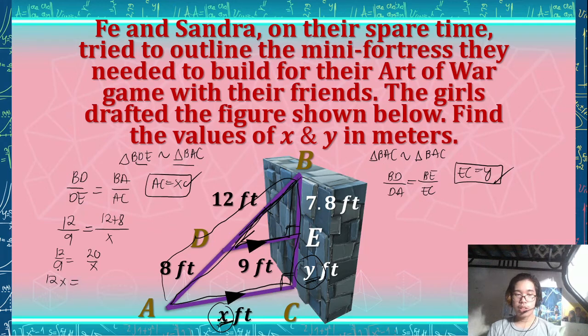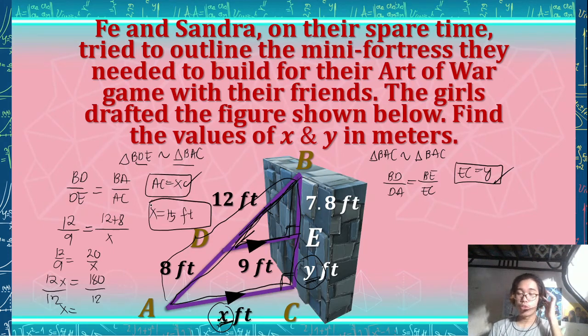So we can say that 12x is equal to 180, and dividing both sides by 12, the value of x is equal to 180 divided by 12, which is 15. So therefore x is equal to 15 feet.